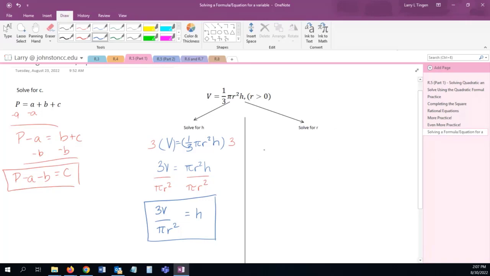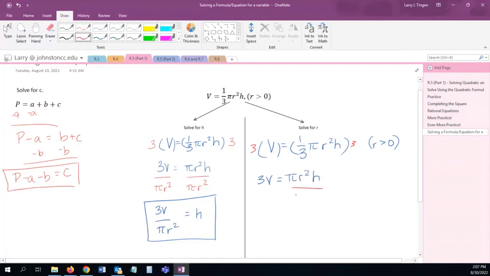All right, next, same equation. This is the volume equation. The volume is equal to 1/3 pi r squared h, but we're told, and we were told this before, r is greater than 0. I'm solving this for r. All right, so same process. I'm going to multiply both sides by 3 to clear that fraction. And that's going to give me 3v is equal to pi r squared h.